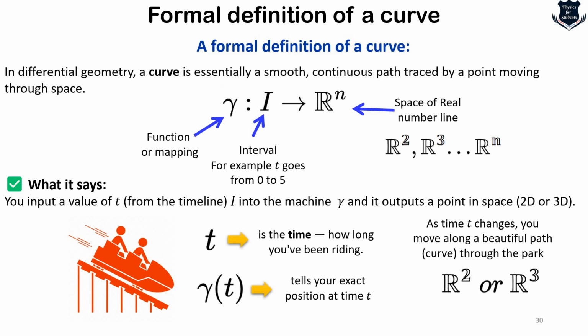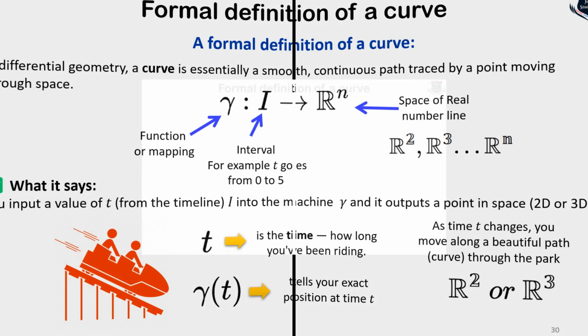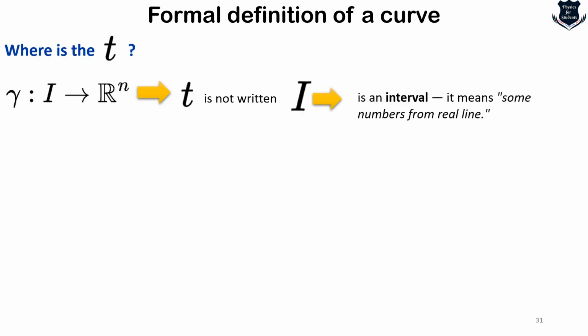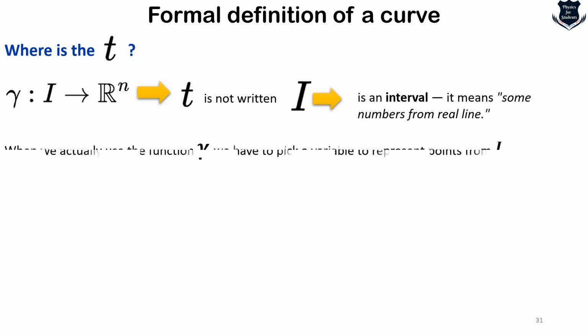Now here you can see one thing: in the earlier definition, there is nothing called t. But here we are talking about t. So where is this t from this definition? This is something very important. Here t is actually not written. Why? Because I is an interval, which means it is some kind of number from the real line.